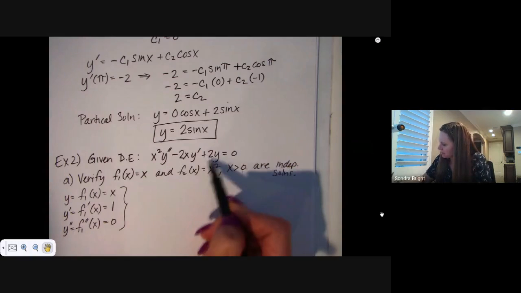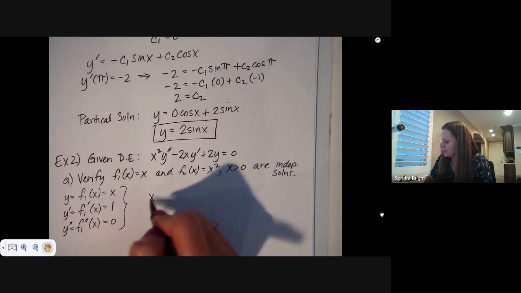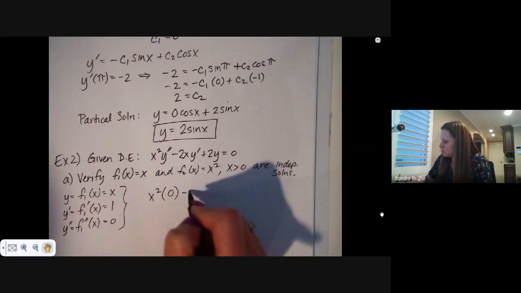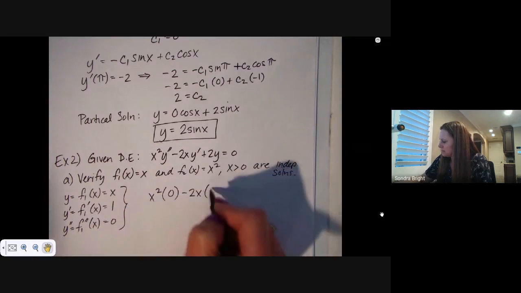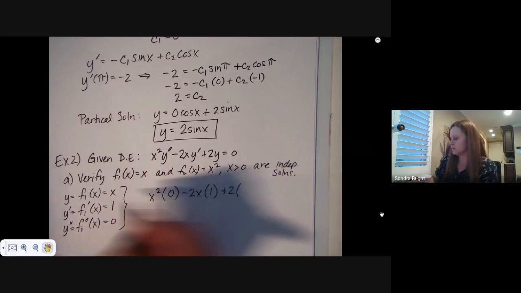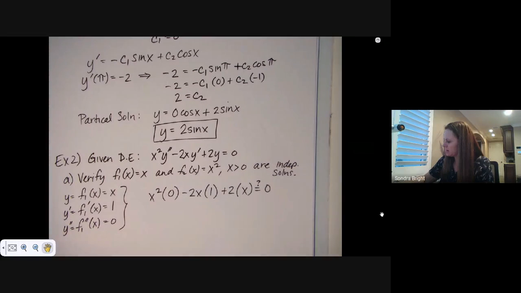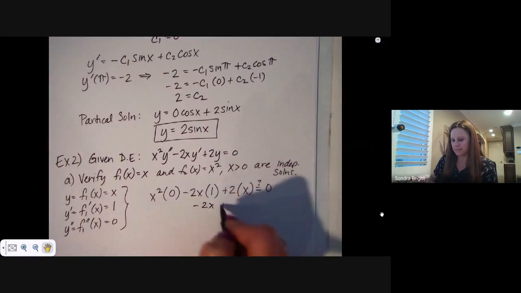All right, so plugging them in. So I've got an x squared times y double prime, which was 0, minus 2x times y prime, which was 1, plus 2 times y, which was x. And is that equal to 0 since we're verifying? Well, that's 0, and that's a minus 2x and a plus 2x, and sure enough, yay, definitely a solution.